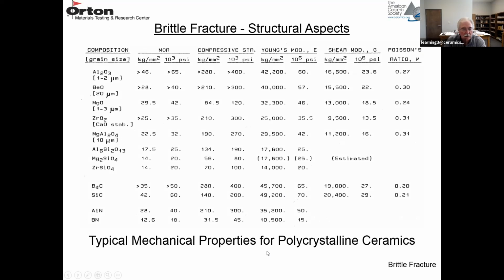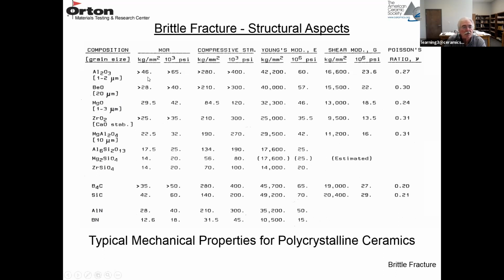So this is just a table of some typical properties for polycrystalline ceramics. Al2O3 is a refractory material. BeO we mentioned as a material, but it's beryllium oxide, which is a toxic material. MgO, Cr2O3, this is a spinel, MgAl2O4, this is mullite, Al6Si2O13, this is forsterite, Mg2SiO4, and this is zircon, ZrSiO4, a boron carbide, a silicon nitride, aluminum nitride, and a boron nitride. So some typical ceramic and refractory materials.